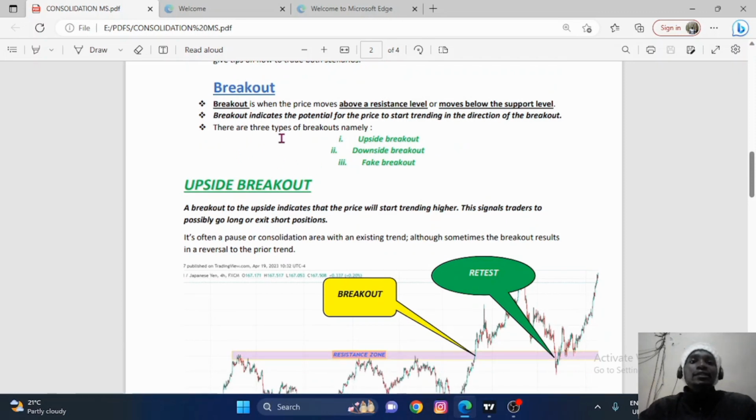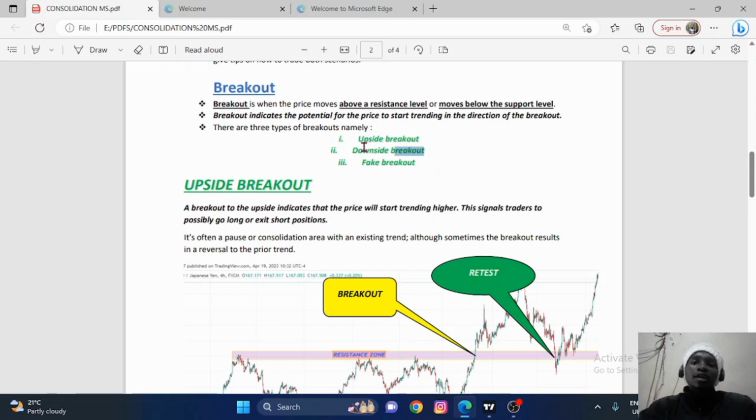Now, here is the thing. There are three types of breakouts which you are supposed to master. The first one is the upside breakout, whereby if the market breaks the resistance, it shows a strong potential of the market moving in the upward direction, which is the uptrend direction. If you want to know how the market makes an uptrend, you can watch the video on my channel where I illustrated the upward direction well.